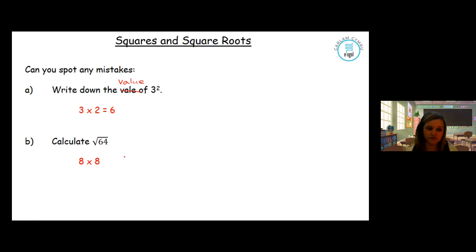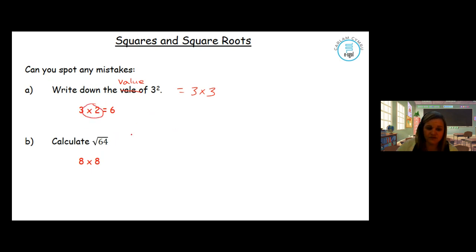Okay then, so what is wrong with them? So we are looking for mistakes. These answers that are given, there are mistakes in them. Now then, if we go back to the definition of squaring, squaring meant that we multiply by itself. So 3 squared should be 3 multiplied by 3, not 3 multiplied by 2.